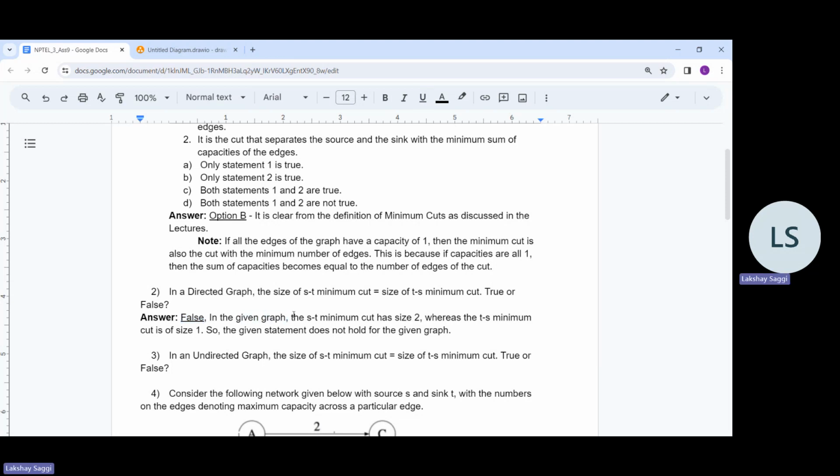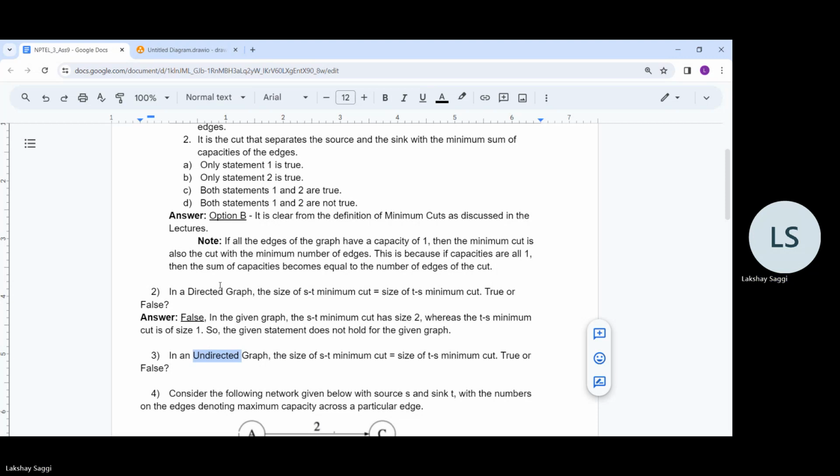Okay, so this was the second question, where the size of the ST minimum cut is not necessarily equal to the size of the TS minimum cut in directed graphs. But suppose the problem was instead this. Now we have come to the third question, so I'll assume that we are over the second question now. The third question is asking the same thing, whether the size of the ST minimum cut is equal to the size of the TS minimum cut, but for an undirected graph. The second question was for directed graphs, but the third question asks the same problem for undirected graphs, whether this statement is true or false.